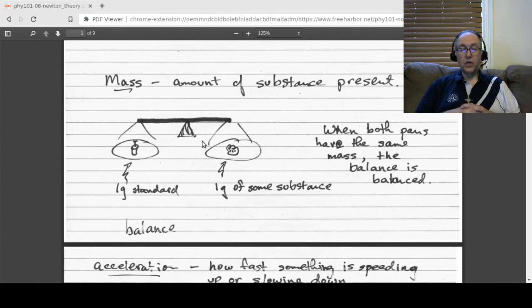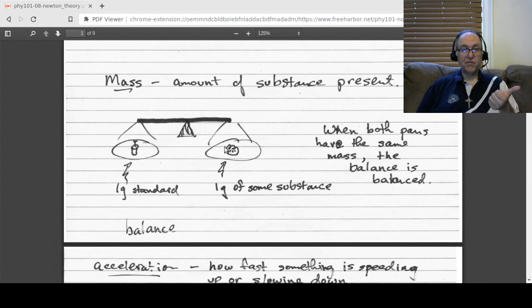And so the weight of the fish, that is the force of gravity on the fish, is different on Earth, the moon, or in deep space, but the amount of substance present is the same on the Earth, on the moon, or in deep space. And that's the biggest difference between mass and the force of gravity. And so you need a balance to measure mass.